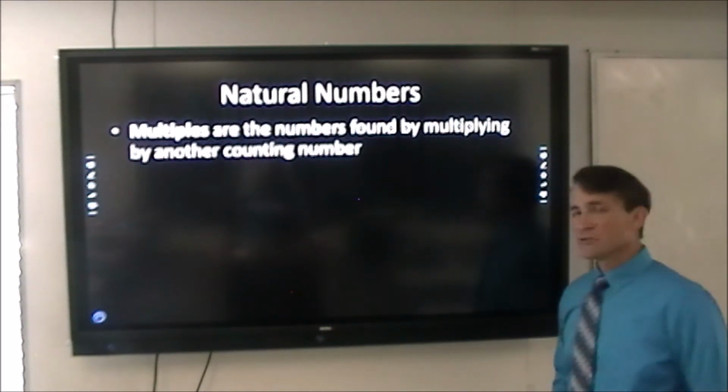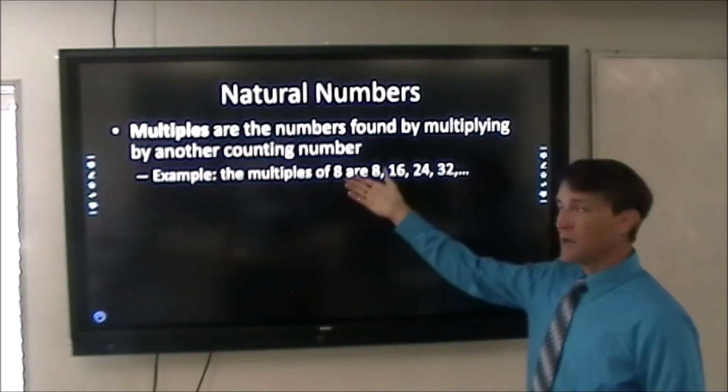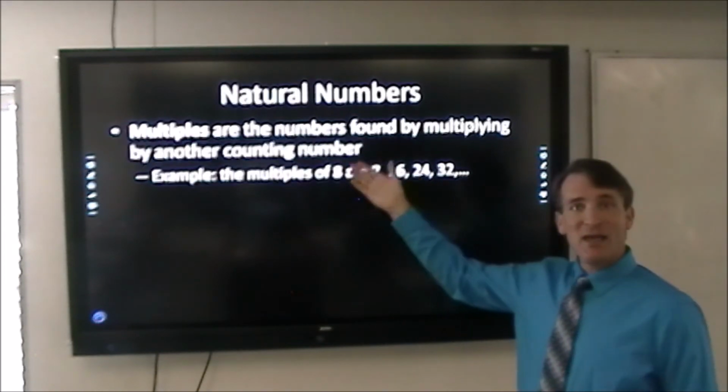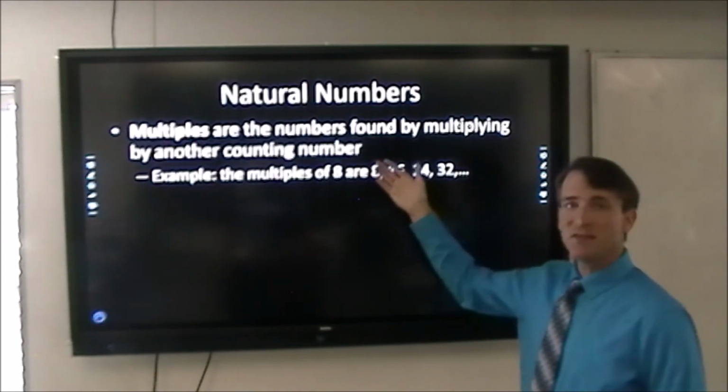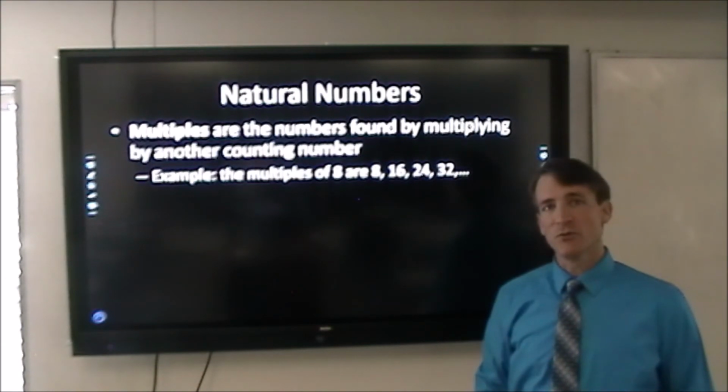That brings us to multiples. Multiples are numbers found by multiplying a digit by some other counting number or natural number. So as an example, the multiples of 8 are 8, 16, 24, 32, 40, and so on. I find this by taking 8 times 1 gives me 8. 8 times 2 gives me 16. 8 times 3, 24. 8 times 4, 32, and so on.